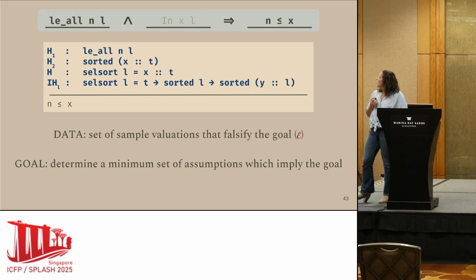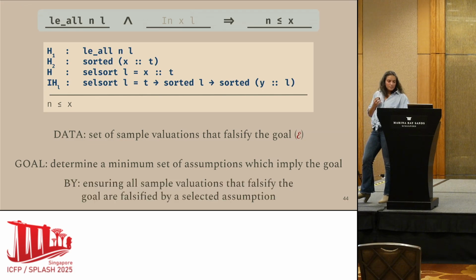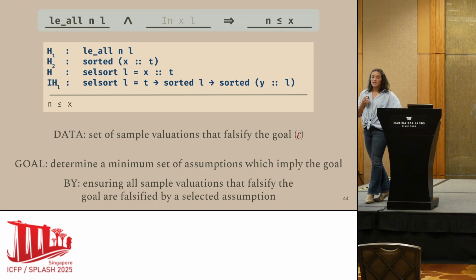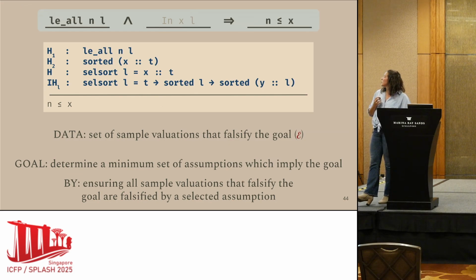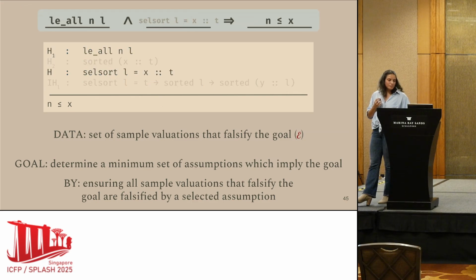And so we repeat this process of ensuring that all the sample valuations that falsify the goal are somewhere in our assumptions, or falsifying an assumption. And we repeat this until our type-based generations don't have any counterexamples on the goal that are not falsified by an assumption.